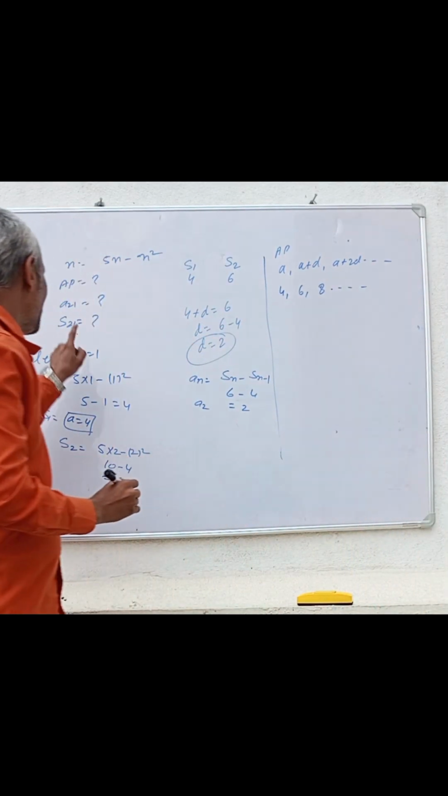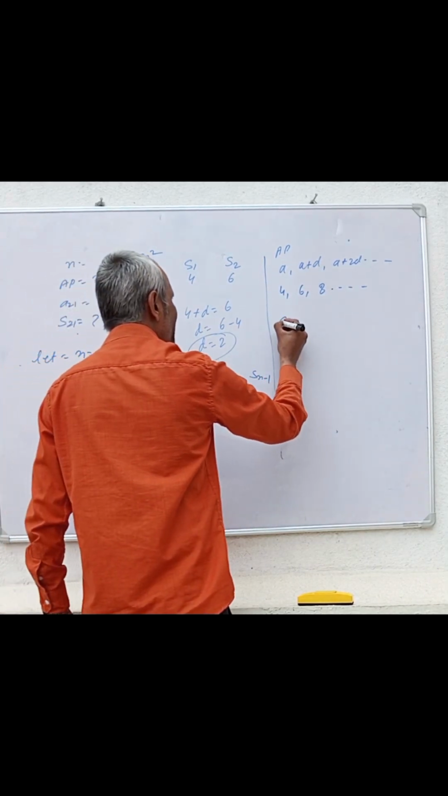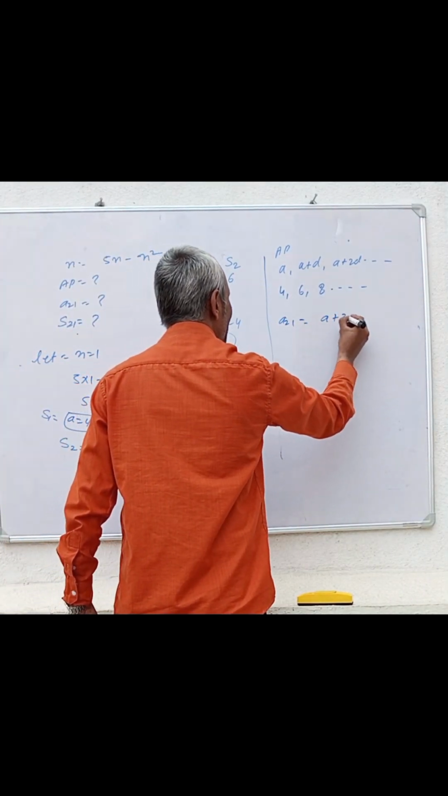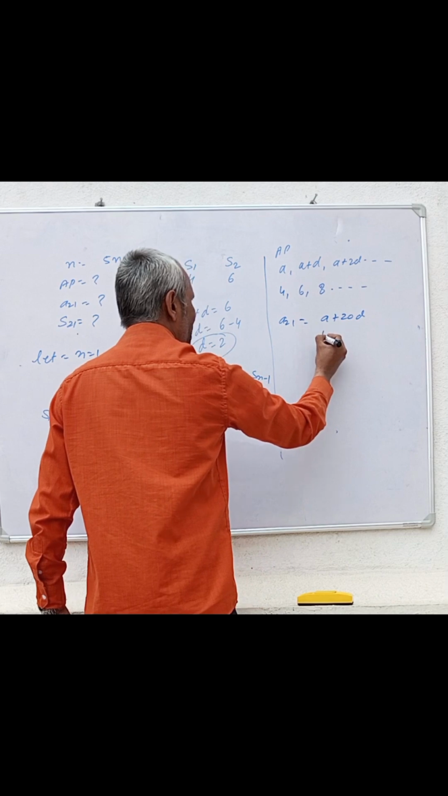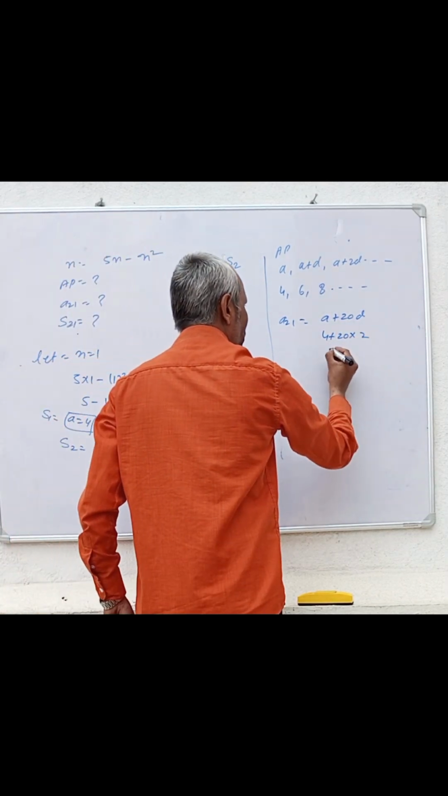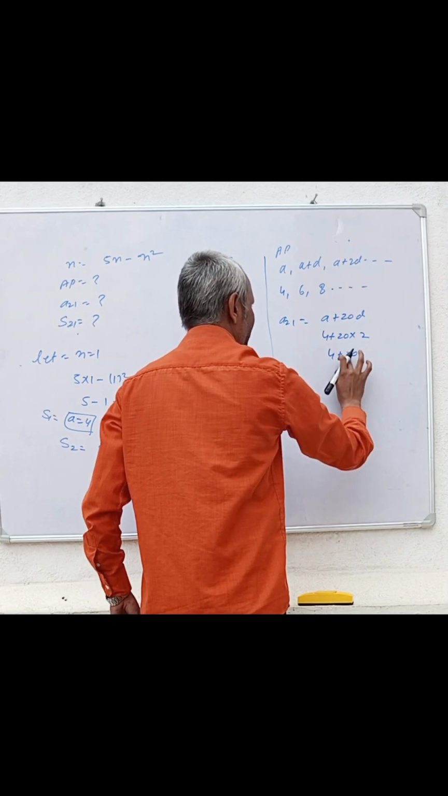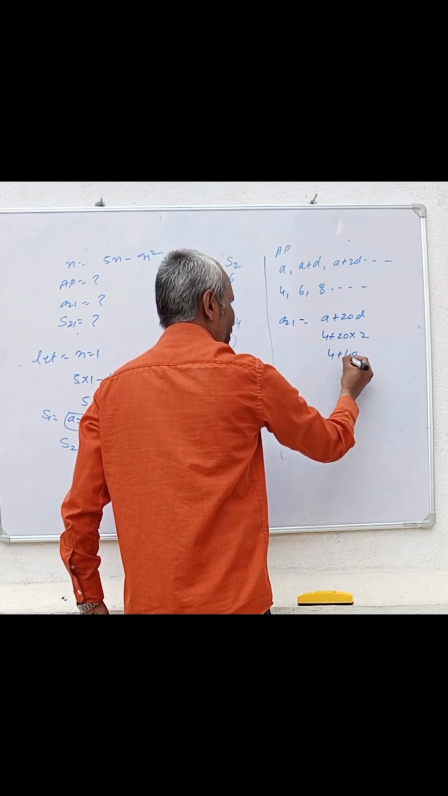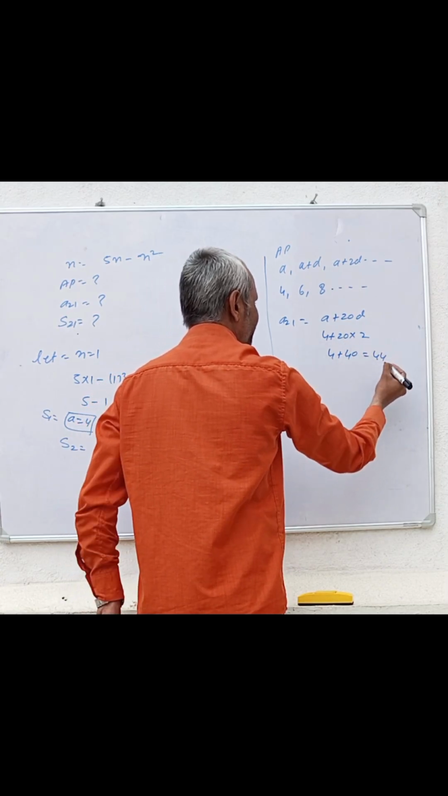Now we are going to find the A21. A21 is equal to A plus 20D. A value we got is 4 plus 20 into D. D value we got is 2. So 4 plus 40, it becomes 44.